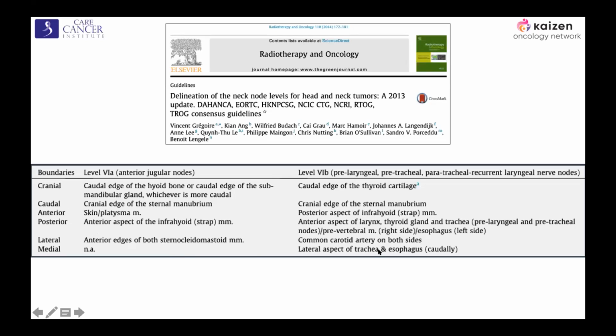Level 6B extends from the caudal edge of the thyroid cartilage, so it starts much lower down. It starts at the caudal edge of the thyroid cartilage and ends again at the manubrium sternum. Anteriorly, it is restricted by the posterior aspect of the strap muscles, and posteriorly by the viscera. Laterally, it is bounded by the common carotid arteries. Like I mentioned, it is medial to your vessels, and medially it is restricted by the trachea or the esophagus.